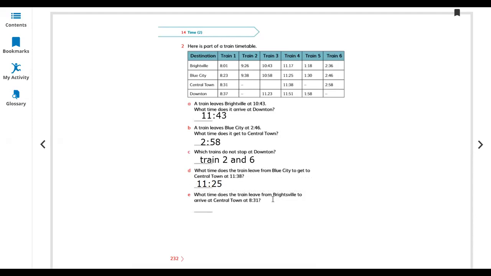What time does the train leave from Bright Civils to arrive at Central Town at 8:31? So the time is 8:01. Train 1 leaves at 8:01, so it will arrive at Central Town at 8:31. So this is train 1. Let's move to the next page.